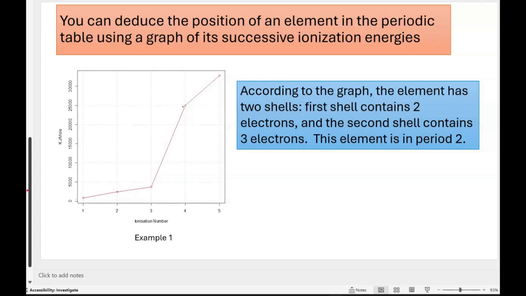This is the same graph I am referring to. According to the graph, the element has 2 shells, an inner shell and a valence shell. Therefore, this element belongs to period 2.